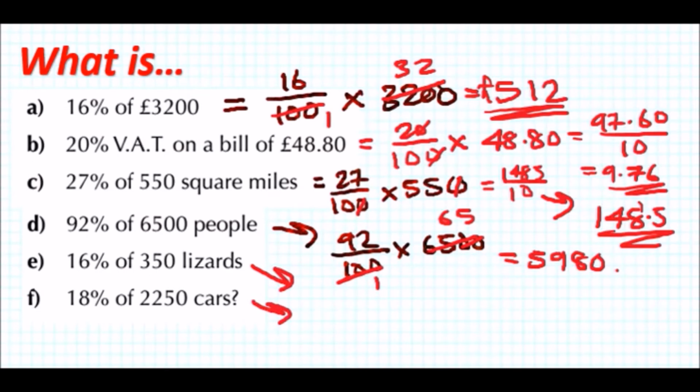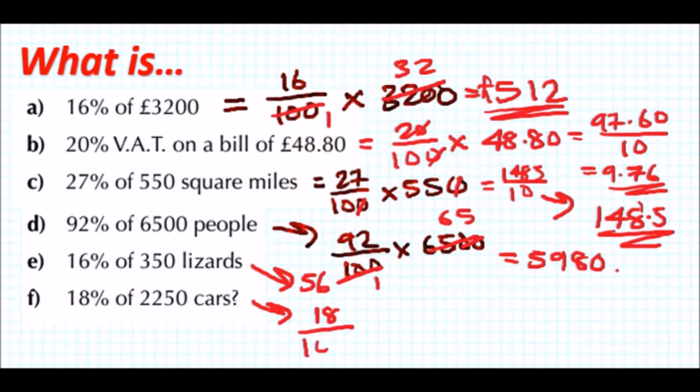And the same thing applies with these two questions. These two questions have the same rule, so it'll be 16 over 100 times 350. And doing that, you should get exactly 56 for this answer. Likewise, 18% of 2250.